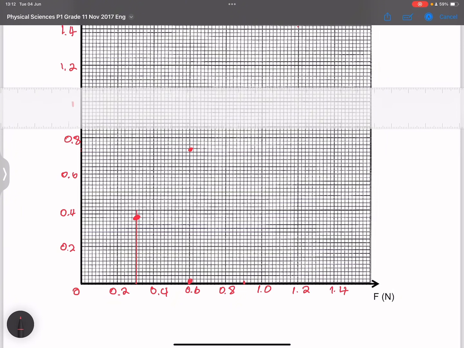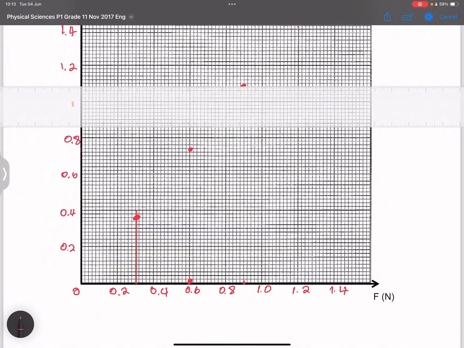So 1.1 should be somewhere there. Okay, so that's 2468, 1.08 and 1.09. Okay, so we should be somewhere here. Right, so that's our third value. Okay, and then finally, I'm taking my time so that I show you how to plot these.